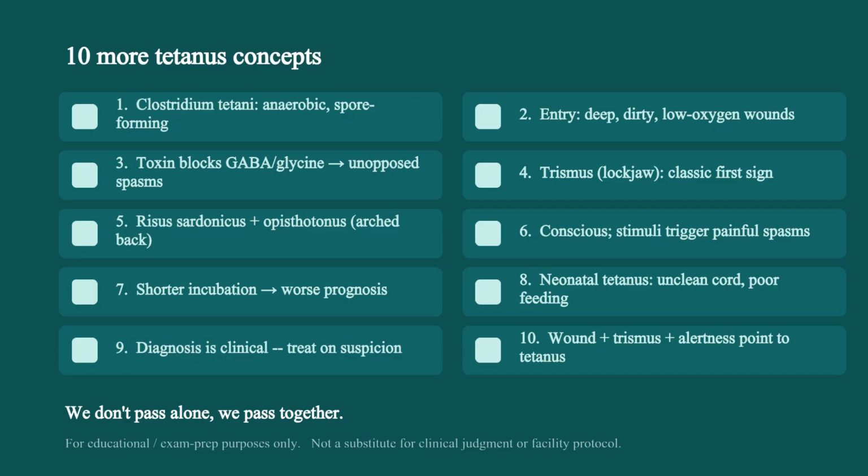Let's recap tetanus part 1. Tetanus is caused by Clostridium tetani, an anaerobic spore-forming organism from soil and feces. It enters through deep, dirty, low-oxygen wounds where spores germinate. Its toxin, tetanospasmin, blocks the inhibitory neurotransmitters GABA and glycine, leaving muscles in unopposed spasm. Trismus or lockjaw is the classic first sign, followed by risus sardonicus and opisthotonus. Crucially, the patient stays conscious and stimuli trigger painful spasms.